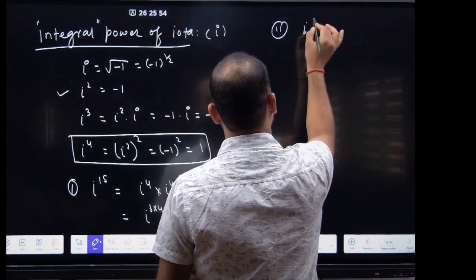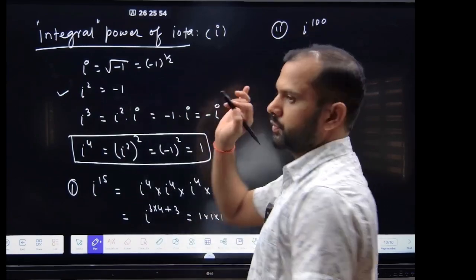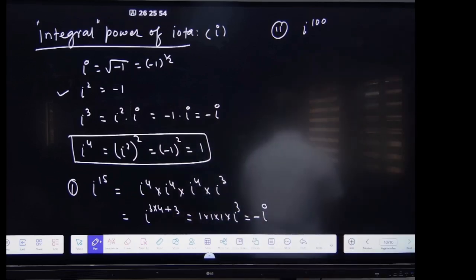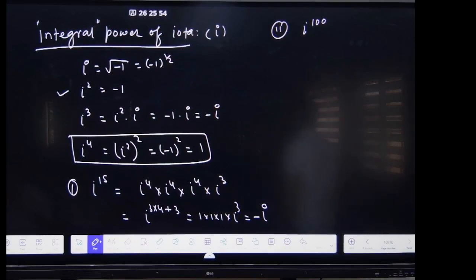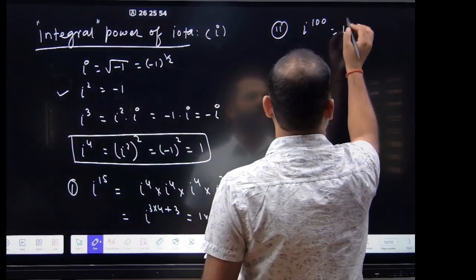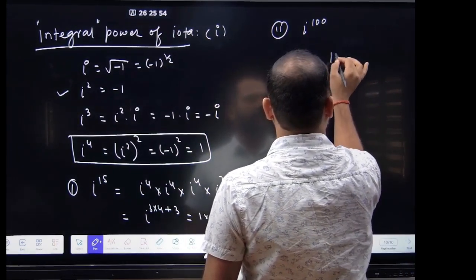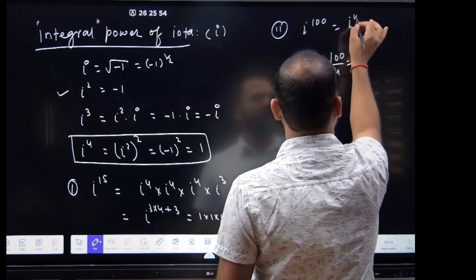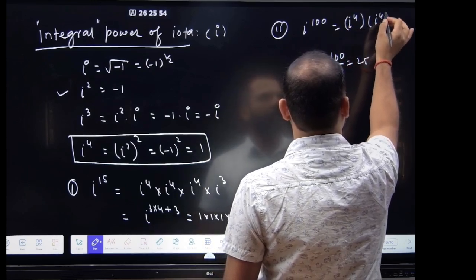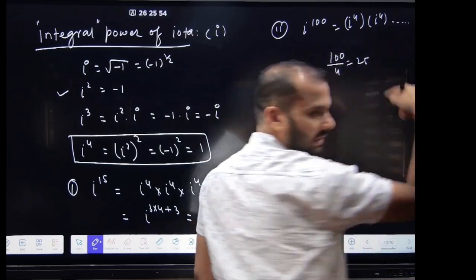Let it be you have i to the power 100. Tell me what will be the answer in terms of i, minus i, 1, or minus 1, plus 1. So you just think, i to the power 4, how many times can you write? You divide 100 by 4. It is completely divisible, yes or no? If it is completely divisible, I can write it like this: 100 divided by 4, yes, it is completely divisible, right? So this can be written as i to the power 4, i to the power 4, how many times? 25 times I can write.